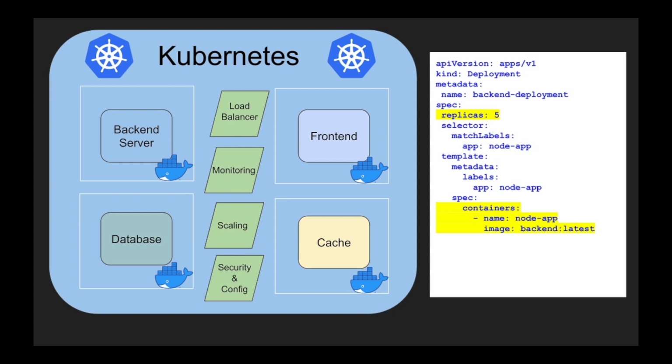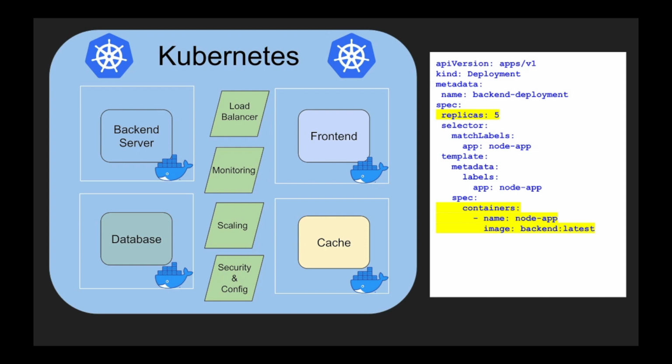So all of these things, having functionality of load balancing, monitoring, scaling, and security and config, this is all provided by Kubernetes. So all of your containers, they go into Kubernetes. So Kubernetes is a software to which we give a blueprint, which is sort of a recipe, right?